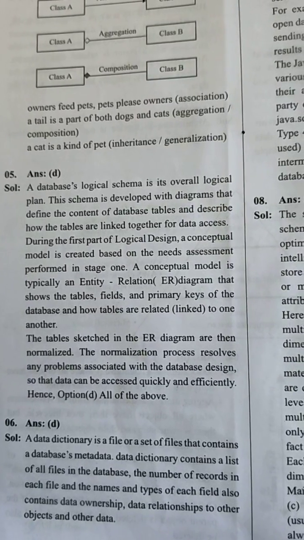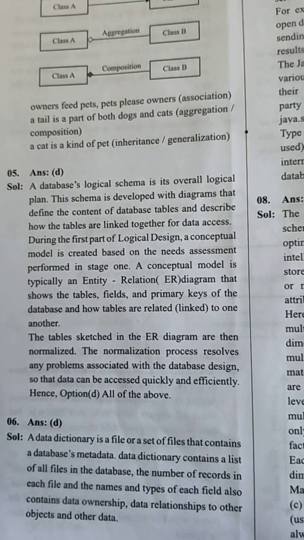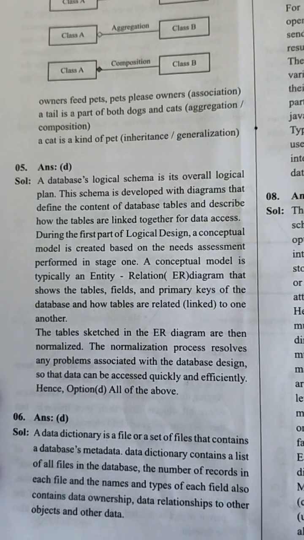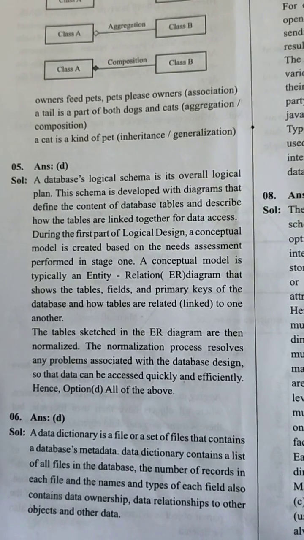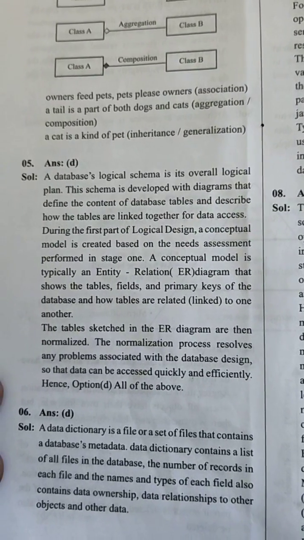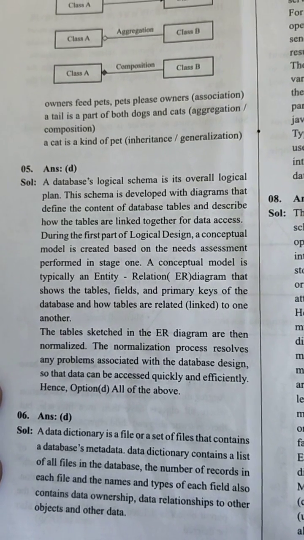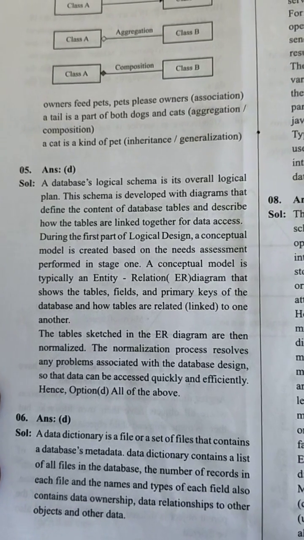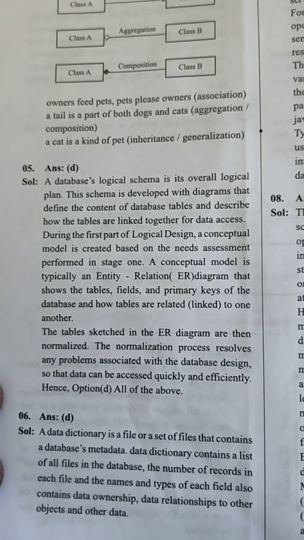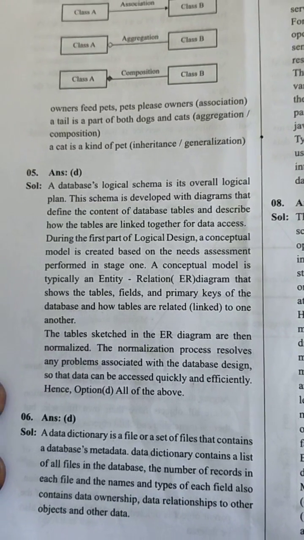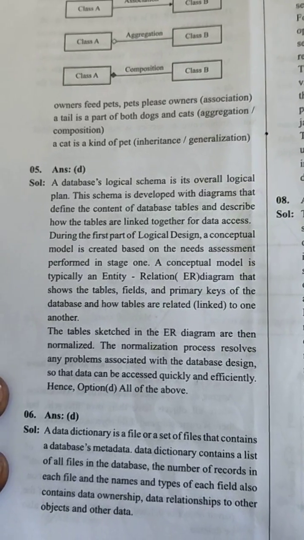A conceptual model is typically an entity relationship diagram that shows the table fields and the primary keys of the database, and shows how the tables are related to one another. The tables sketched in the diagram are then normalized. The normalization process resolves the problems associated with database design so the data can be accessed quickly and efficiently. Hence, all of the above is correct.